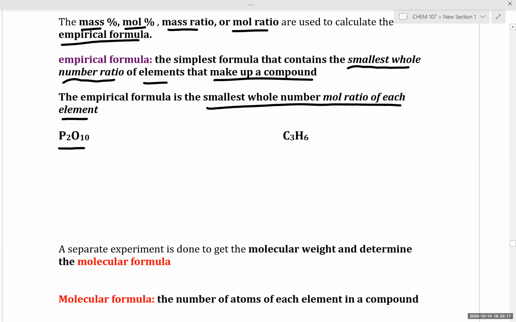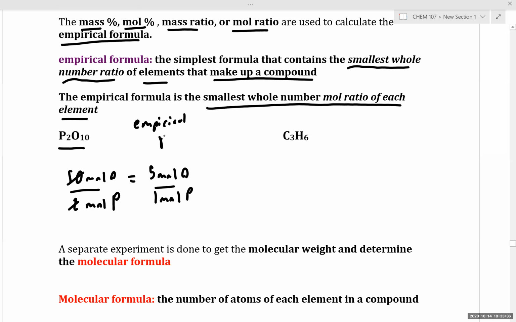So for example, in P2O10, we have 10 moles of oxygen for every 2 moles of phosphorus, and that could be simplified to 5 moles of oxygen to 1 mole of phosphorus. So our empirical formula would be PO5. For C3H6, would someone like to propose an empirical formula for C3H6? Say H2. Yep, exactly right. The empirical formula would be CH2.